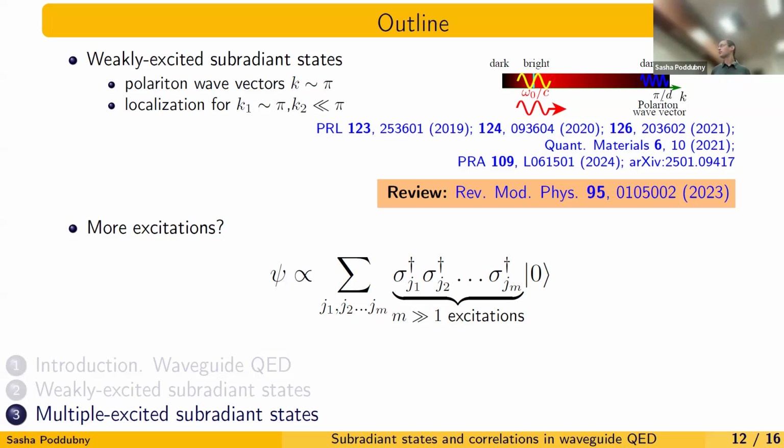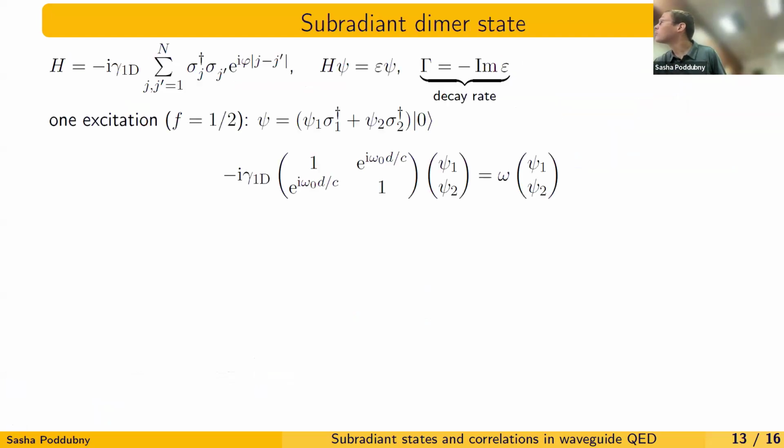Now, what can we expect if we have even more than two excitations? I will show you just two slides on that. So let's start with two atoms, a very basic case. You have two atoms and one excitation. So before going to multiple, let's remember the case of two. I have my effective non-Hermitian Hamiltonian, and I'm looking for its eigenstates. The imaginary part of the energy gives you the decay rate. I'm interested in the case when the decay rate is small, so spontaneous emission is suppressed.